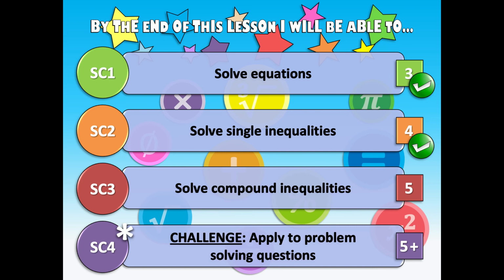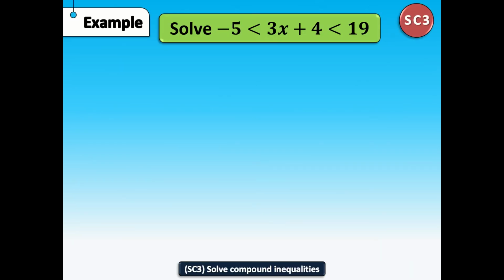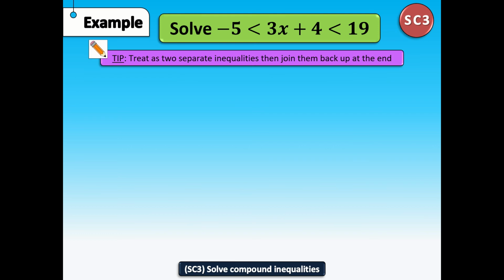So now we're going to do success criteria 3, which is to solve compound inequalities. So here I want to solve minus 5 is less than 3x plus 4, which is less than 19. So I can treat it as two separate inequalities and then join them back up at the end. So the first inequality would be minus 5 is less than 3x plus 4, and the second inequality would be 3x plus 4 is less than 19.